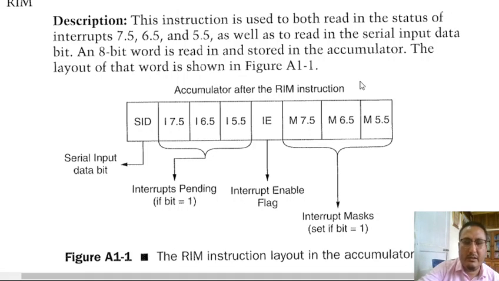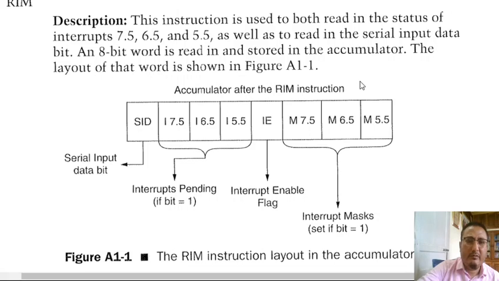If the bit is equal to 1, then the interrupt is pending. Then you have the interrupt enable flag, IE, right? And then you have mask bits for 7.5, 6.5 and 5.5. So that's the interrupt mask. If the bit is 1, then the interrupt is masked.